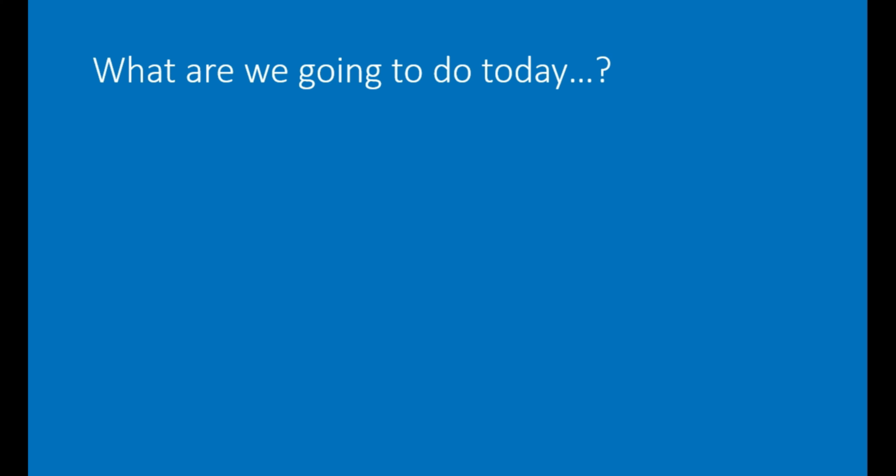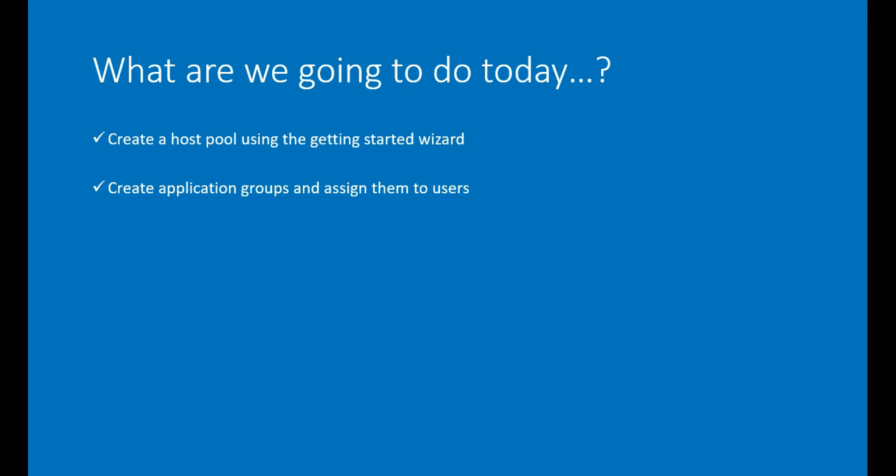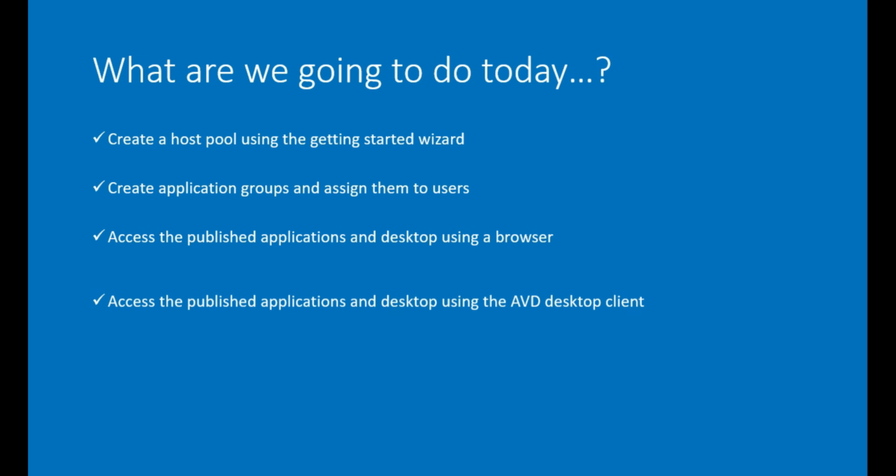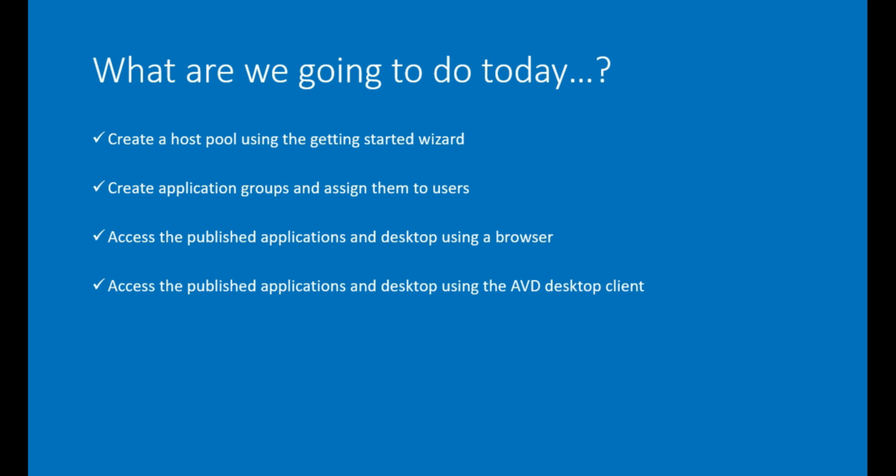So what are we going to do in today's demo? We are going to create a host pool using the Getting Started wizard. We are going to create an application group and assign it to users. We are going to access the published applications and desktop using a browser, and we are going to even access the published applications and desktops using the Azure Virtual Desktop client. Okay, so let's get into the demo.